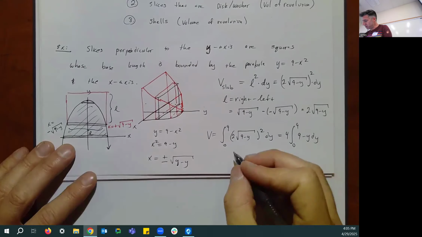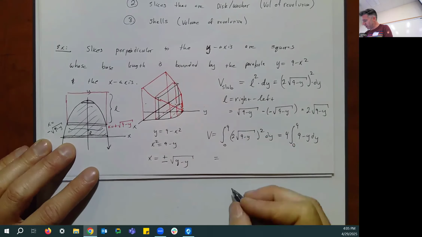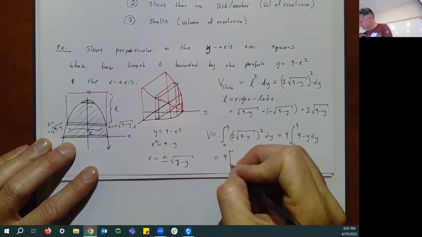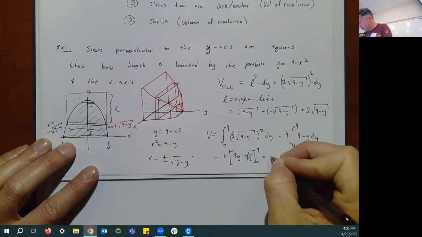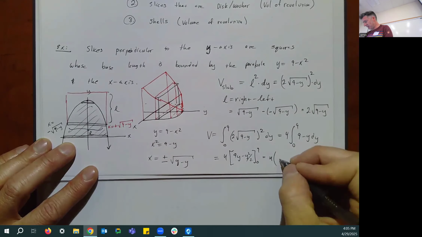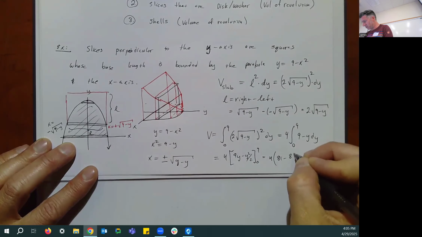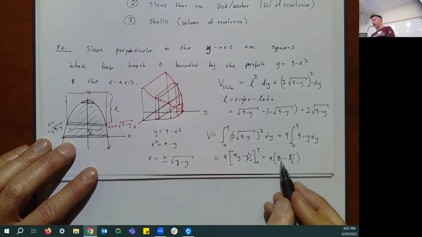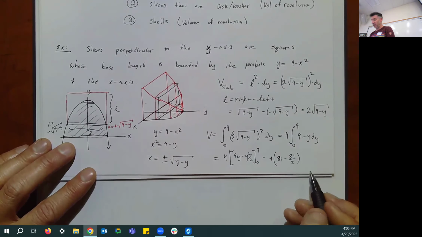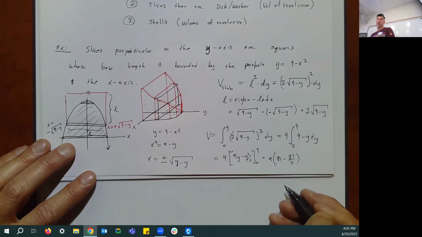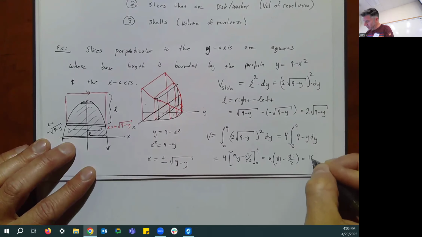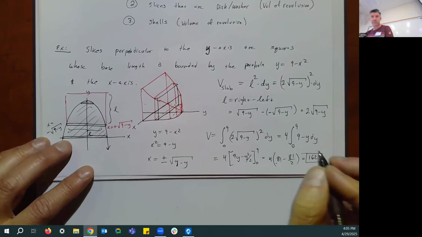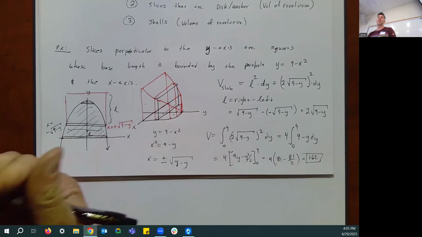So here, I don't think we need to finish this problem, but I'm going to anyway. 4 times 9y minus y squared over 2, from 0 to 9. You get 4 times 81 minus 81 over 2. Fun fact, when you take something and subtract half of it, you're left with half of it. So 81 minus 81 over 2 is 81 over 2. And you multiply it by 4, and you get 2 times 81, which is 162. That's the least important part of this problem.